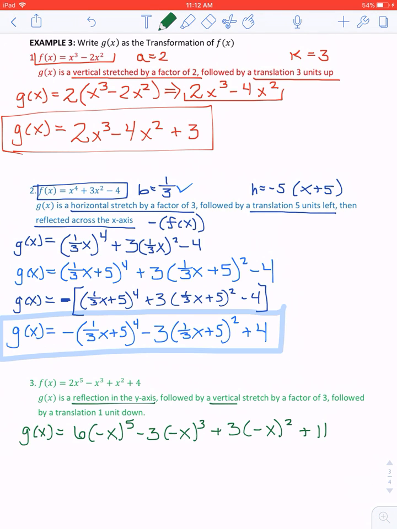Reflection, vertical stretch, 1 unit down. It's hard to see those things happening right now, but if you do them one step at a time and simplify as you go, you should be able to get to that g of x.